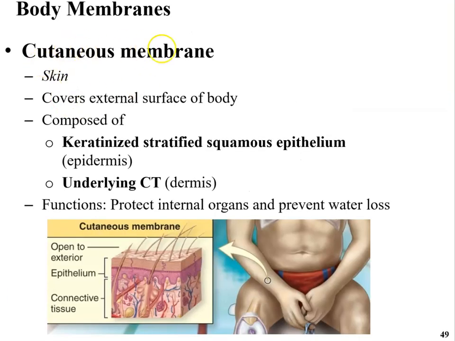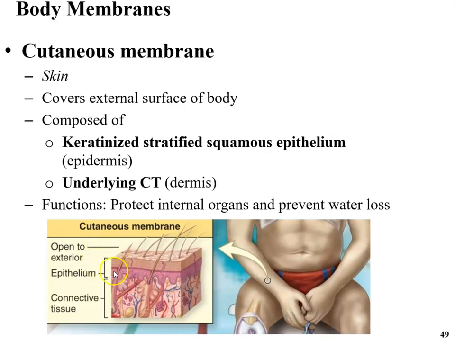Then there's the cutaneous membrane, right? And this is also called the skin. This covers the external surface of the body and is composed of keratinized, stratified squamous epithelium, which we also call the epidermis, and underlying connective tissue, which we also call the dermis. And you can see that here.